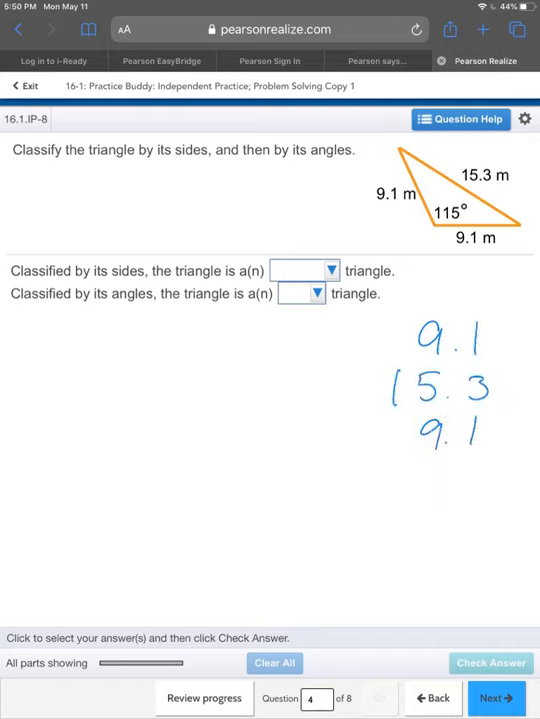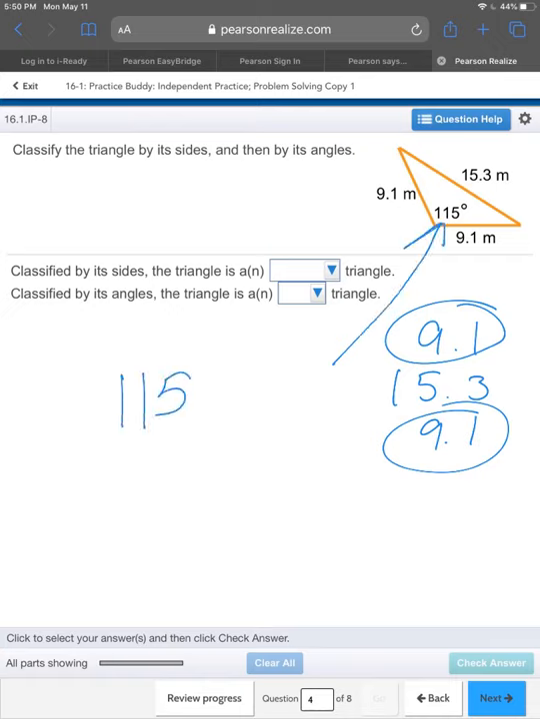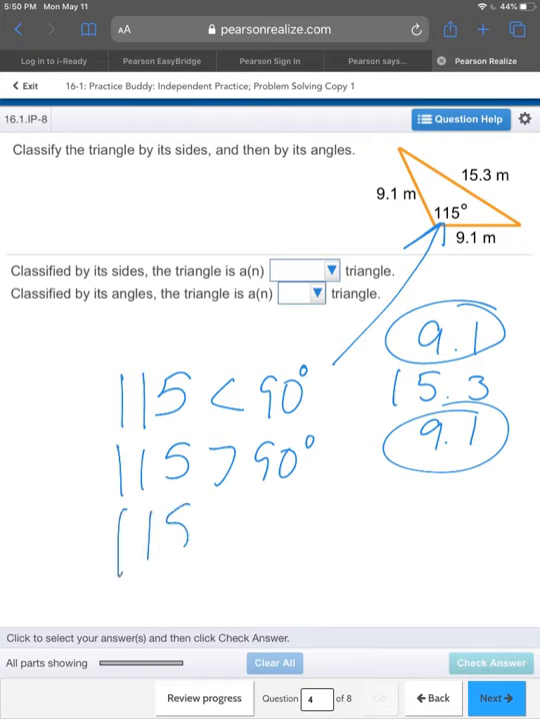The decimals are there to confuse you. Don't let them confuse you. You have two sides that are the same. I'm going to focus on the angle. Is 115 less than 90? Is 115 greater than 90? Or is 115 equal to 90? Which one is it?